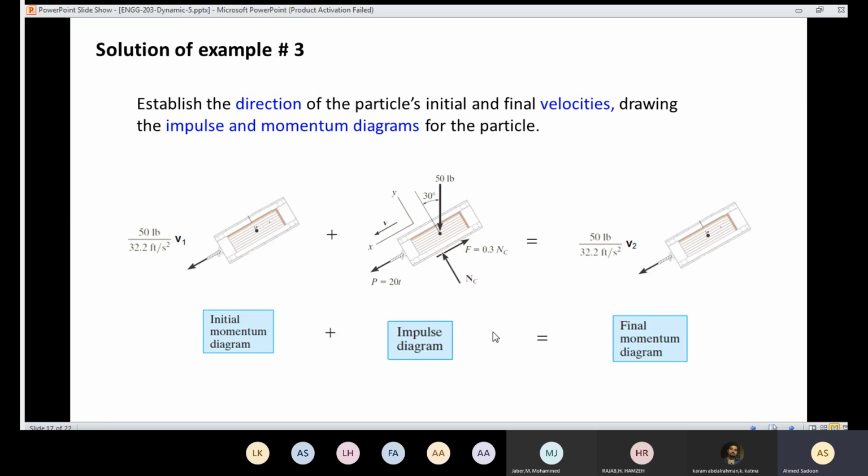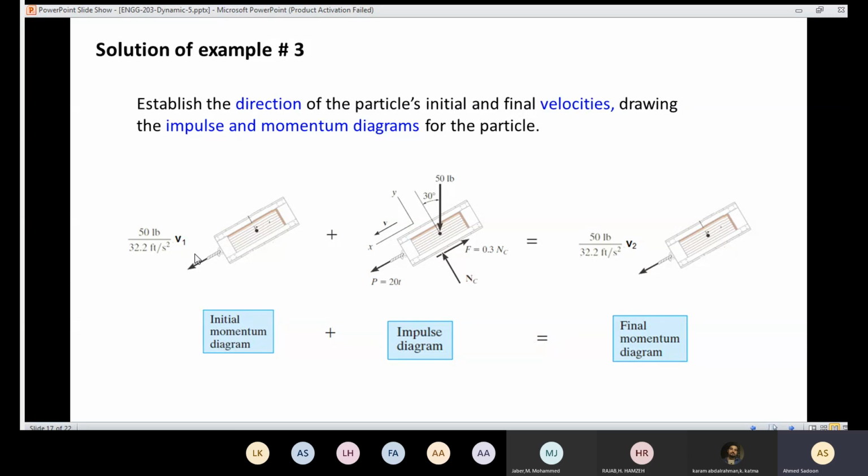Then we are going to have the final momentum diagram. Here the direction of the final momentum diagram is the same direction as the velocity. And here we have the mass, because the momentum is the mass times the velocity.